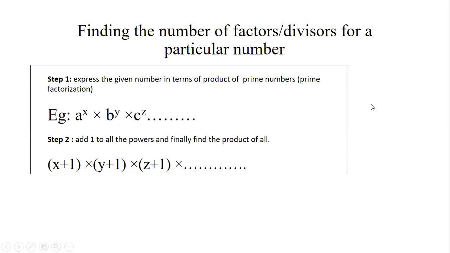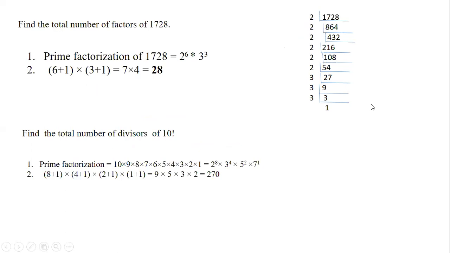So now let's take an example. Find the total number of factors of 1728. When you prime factorize 1728, you will get 2 power 6 into 3 cube. So now you have 6 as your power, add 1 to the power, which will be 7. And here you have the power as 3, so add 1 to the power, it will be 4. So the total number of factors will be 7 into 4, which is 28.